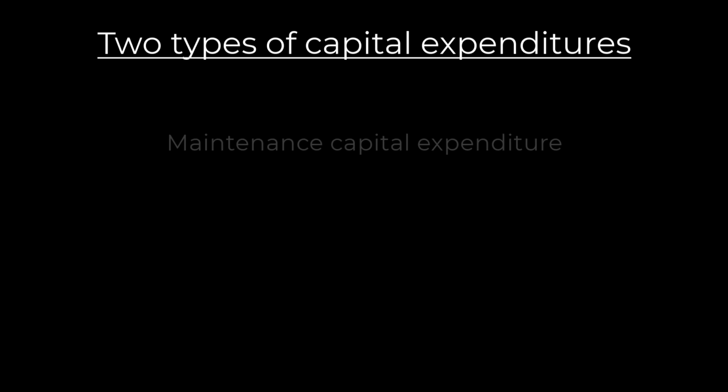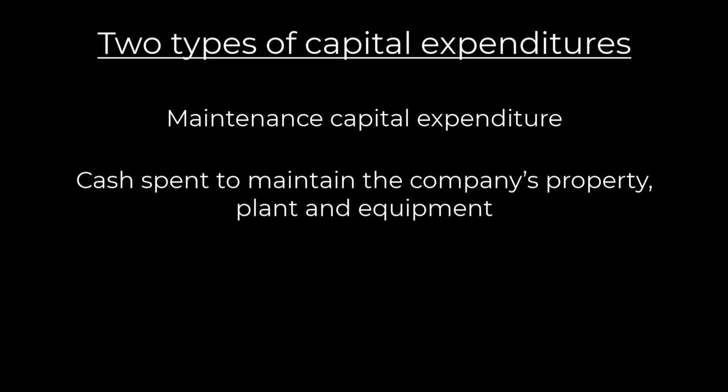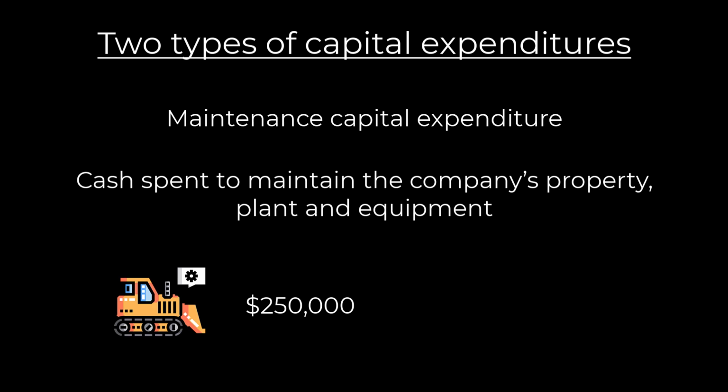The first type is maintenance capital expenditure. This is the cash spent to maintain the company's property, plant and equipment. Let's say you own a construction company, and in order to operate, you have a bulldozer. The bulldozer starts to break down daily, so you decide to replace it. You spend $250,000 on a new bulldozer. That $250,000 would be part of maintenance capital expenditure because you are simply maintaining your current operations.